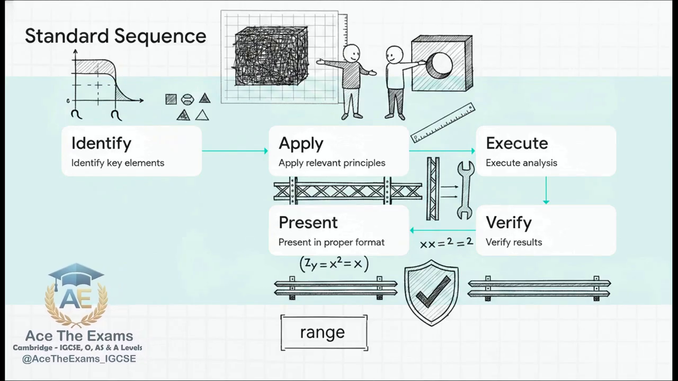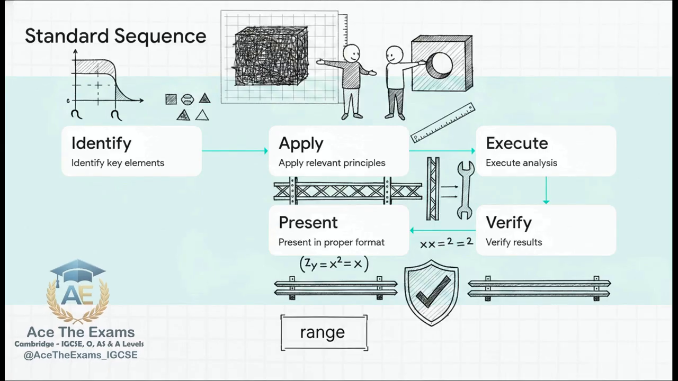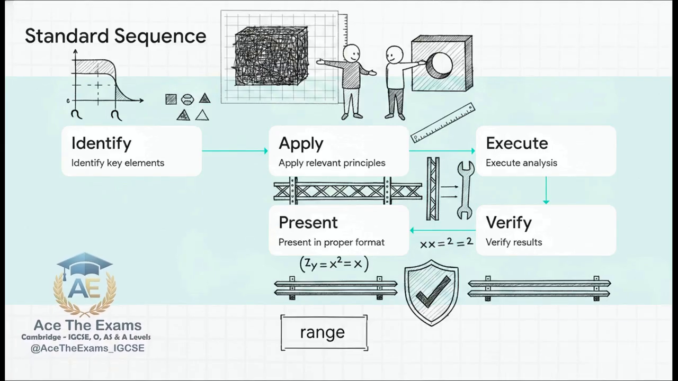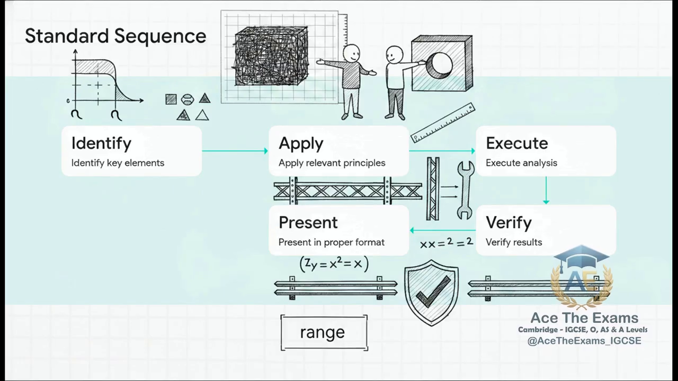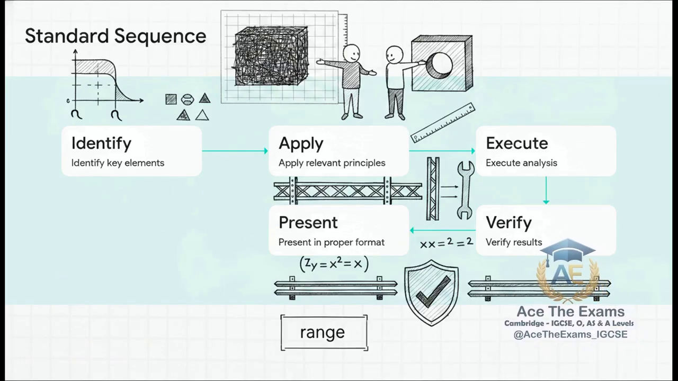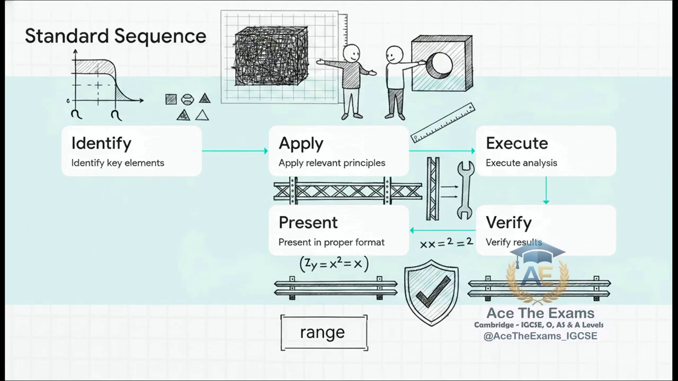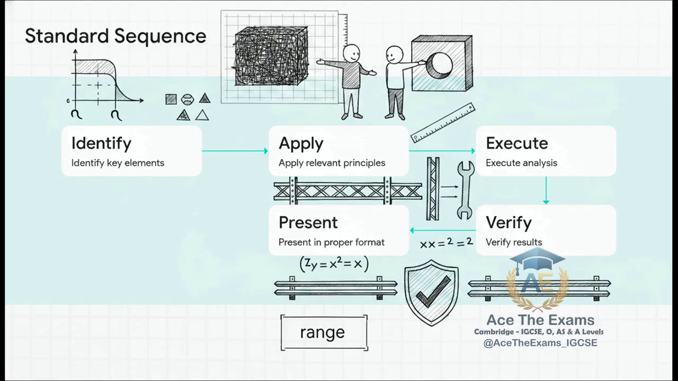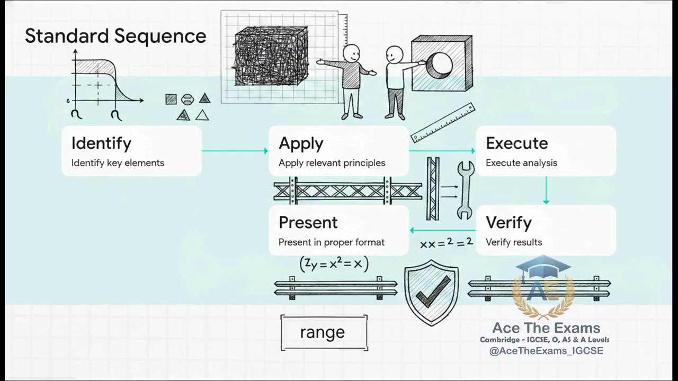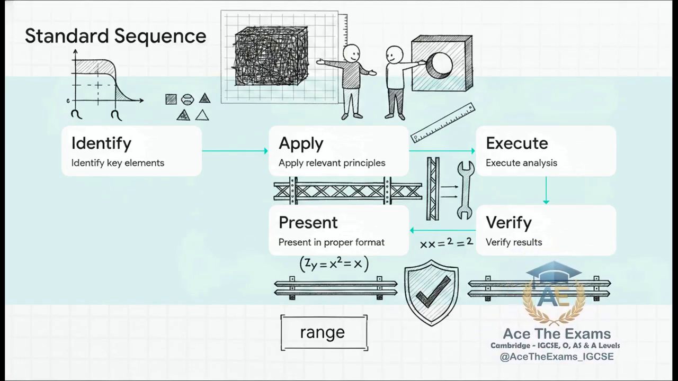You need a process. Step 1, identify key elements. Pinpoint those exact quadratic coefficients from the raw data. Step 2, apply relevant principles. Set up the inequality correctly and map the curve. Step 3, execute analysis with clear working. Step 4, verify your results. Run a stress test on your critical values. And step 5, present in the appropriate format. State the final range clearly.